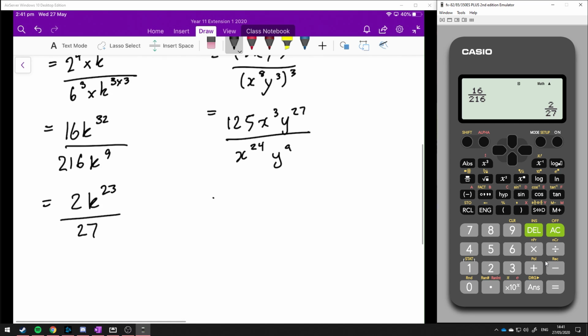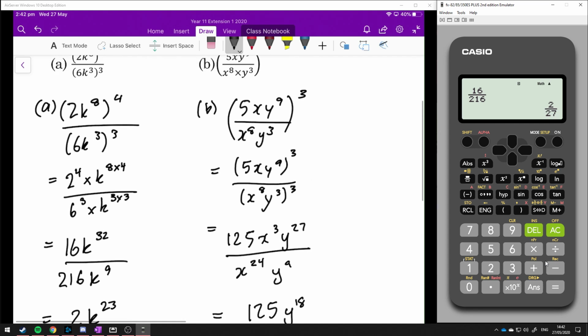So now simplifying this one, 125 is going to stay on top. Now the x's will be moved to the bottom and the y's will be moved to the top. So y to the power of 18 on top and x to the power of 21 on the bottom. And that gives us our expression for that one.